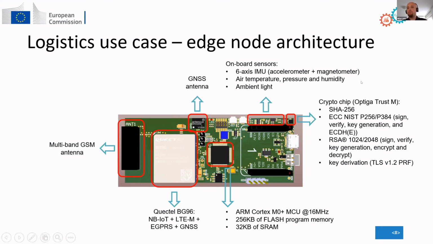And finally, when it comes to the data security, we have integrated the crypto chip, which is Optiga Trust M, as described by Antonio. So I won't get into details. I will just mention once again that it is capable of running asymmetric cryptography, both elliptic curve and RSA, and it is compatible with state-of-the-art security algorithms, namely TLS 1.2, but also TLS 1.3 as the latest version.